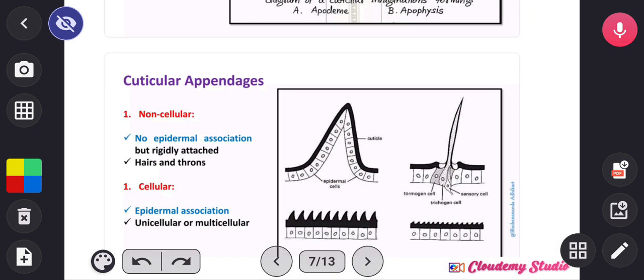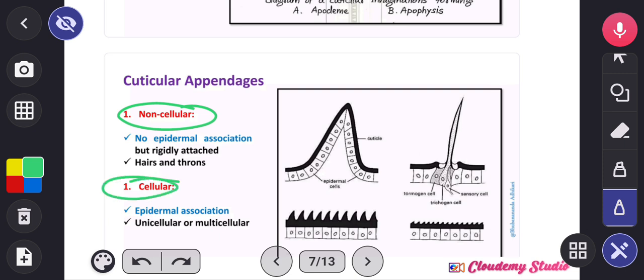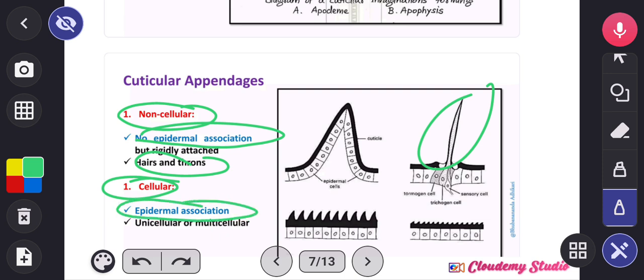Now let's talk about the cuticular appendages. In the cuticular appendages, we have two types: the non-cellular cuticular appendages and the cellular ones. The non-cellular has no epidermal association but is rigidly attached, and it includes hairs and thorns like this that I have here. And the cellular cuticular appendages have epidermal association, which means they are produced from the epidermis, and they are unicellular or multicellular.